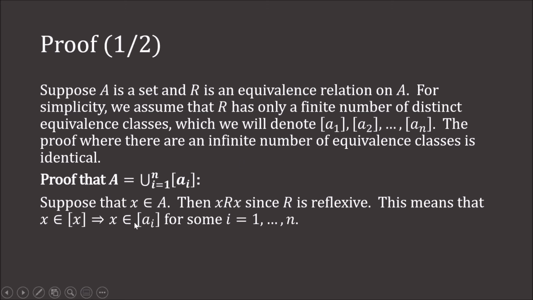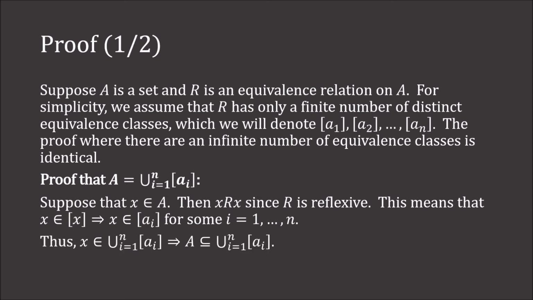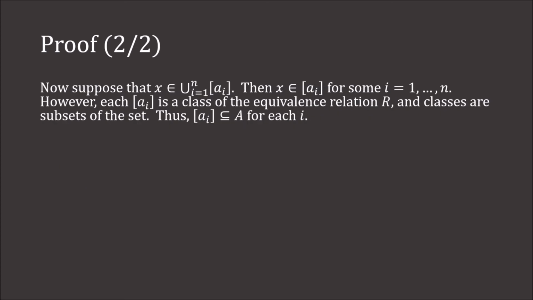Since X is related to itself, it must be in one of them. Well, then, that would mean that it's in the union of all these A sub i's. So A would be a subset of that union. Now suppose that X is in the union. Then this means that X is in the class of A sub i for some i.